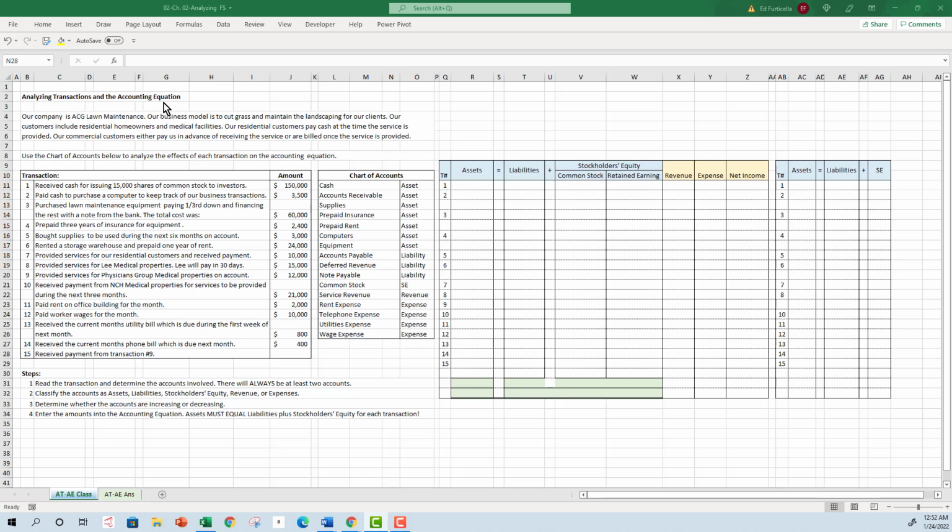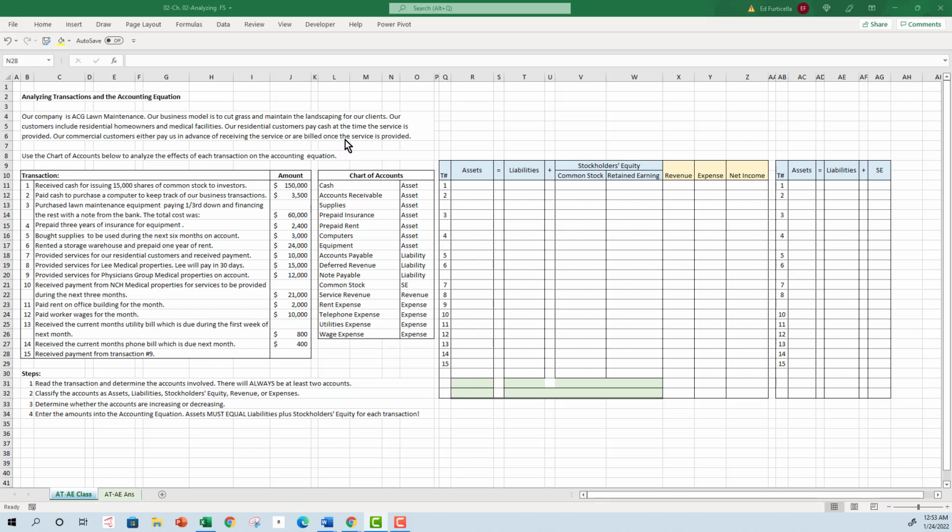Our company is ACG Lawn Maintenance, so we're into lawn maintenance. Our business model is to cut grass and maintain landscaping for our clients. Our customers include residential customers or homeowners and medical facilities. Our residential customers always pay us cash at the time the service is provided. Our commercial customers, on the other hand, either pay us in advance of receiving the service, or we bill them once the service is provided.